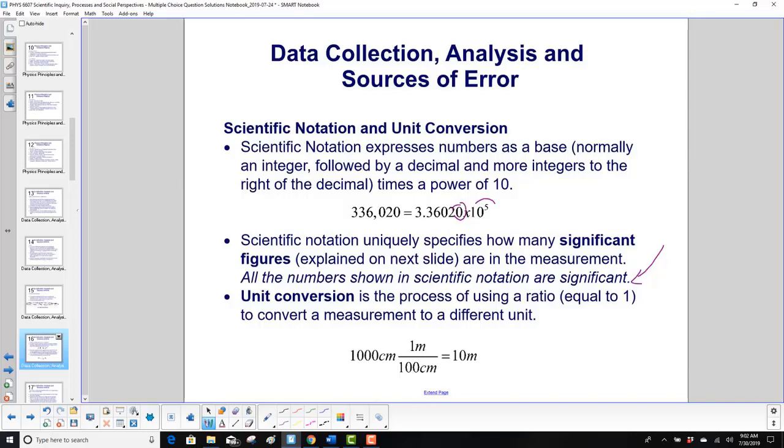Unit conversion, again, very similar to dimensional analysis. That's where you use a ratio, again, equal to 1, to convert a measurement to a different unit. So I have 1,000 centimeters. 1 meter has 100 centimeters in it, so 1,000 centimeters is 10 meters.